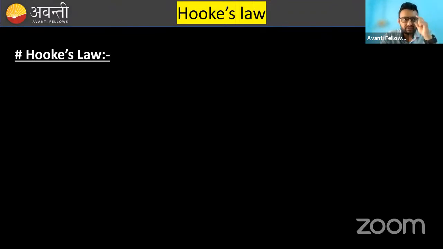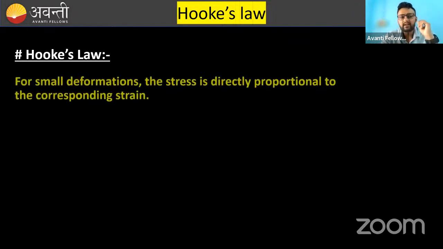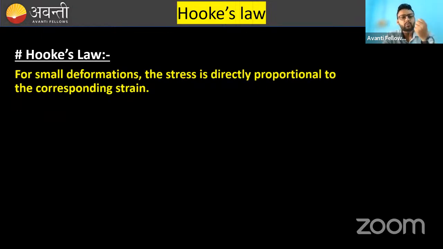The statement of Hooke's law suggests that when we apply a force on a body, for example, this is a body and we apply a force on it in this direction, then if the deformation is very small, only in that case, the stress produced in this body is directly proportional to the strain. What is the statement? For small deformations, the stress is directly proportional to the corresponding strain.